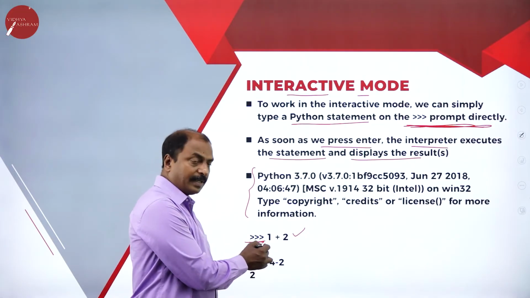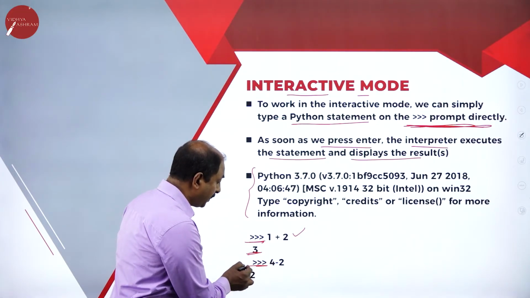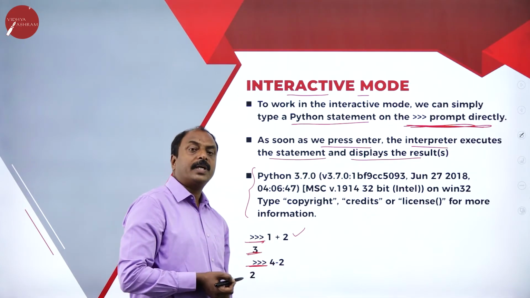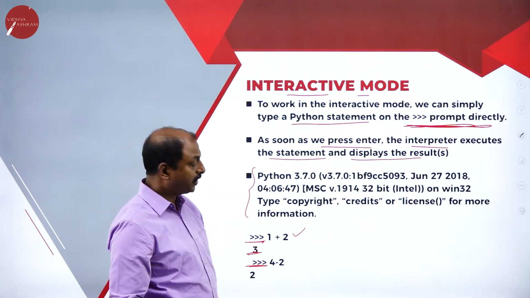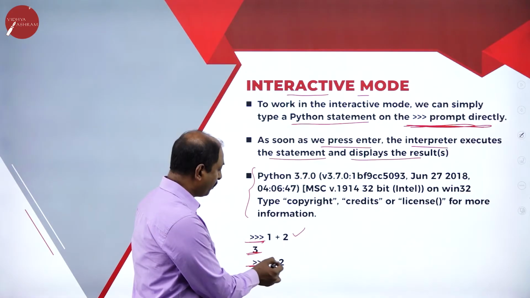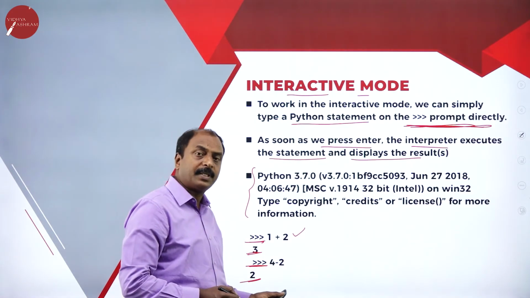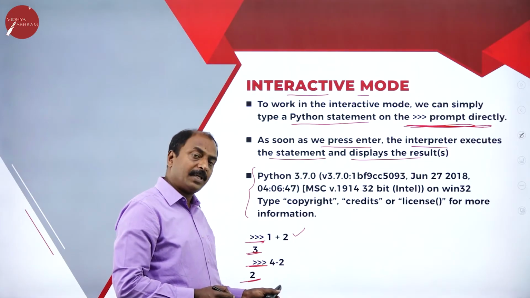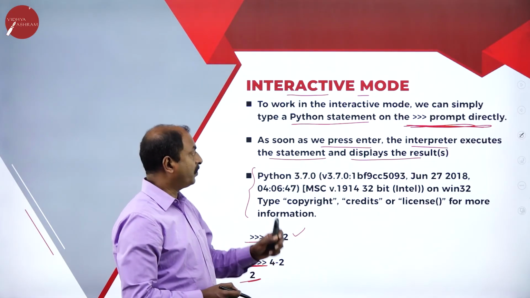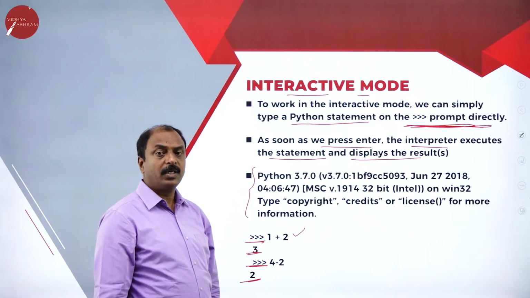Then after that, immediately we get one more prompt here. Again, here is a place where we can type the next Python statement. For example, 4 minus 2, that is 2, you will get the result displayed on the next line immediately. So this is how we work with the interactive mode.